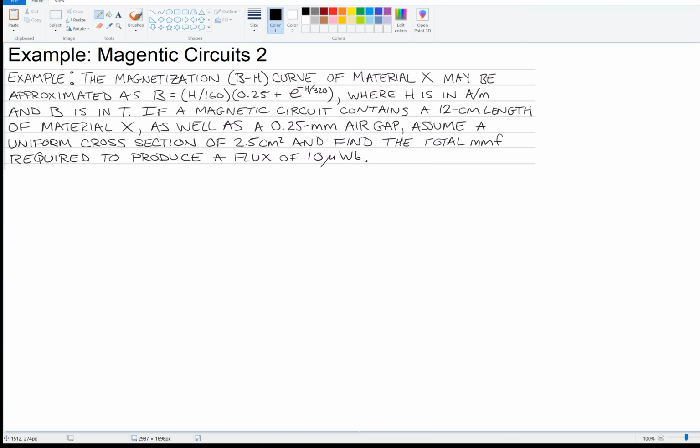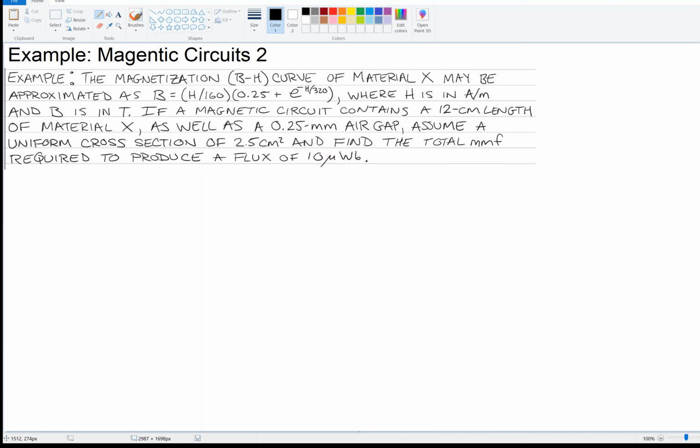If a magnetic circuit contains a 12 centimeter length of material X, as well as a 0.25 millimeter air gap, assume a uniform cross-section of 2.5 square centimeters and find the total magnetomotive force required to produce a flux of 10 microwebers. All right, so let's first apply this idea of circuit analysis to this problem.